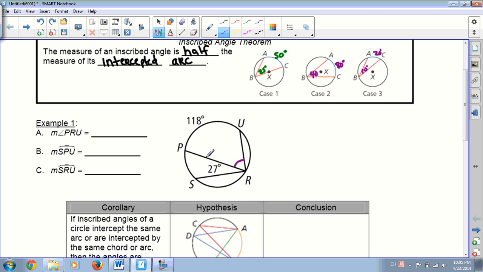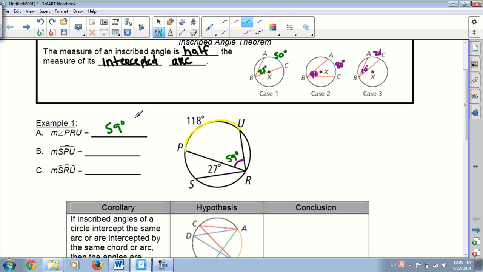It is inscribed, not a central angle. It is inscribed by this arc, PU, which is 118 degrees. So the angle would be half of 118.